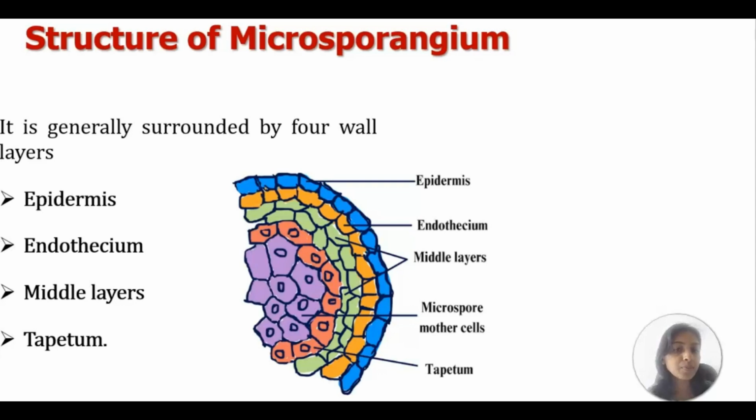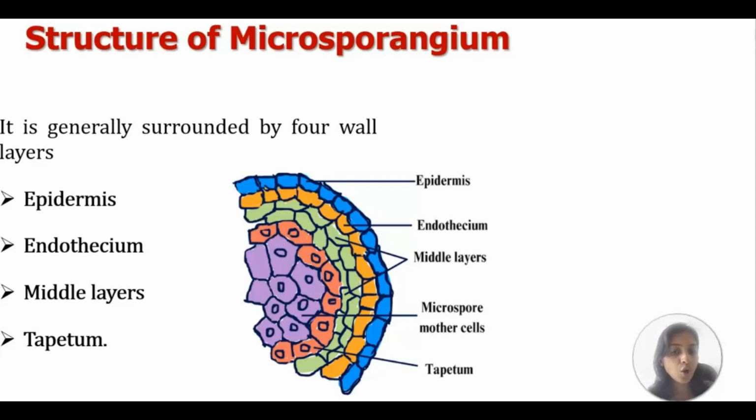Epidermis cells provide a protective role to the microsporangium. They prevent water loss from the microsporangium. They provide mechanical support to the anther walls. Endothecium is the second layer. It is also involved in providing mechanical support to the anther wall. Along with the epidermis cells, endothecium is involved in the process of anther dehiscence.